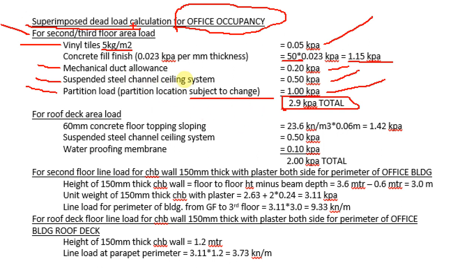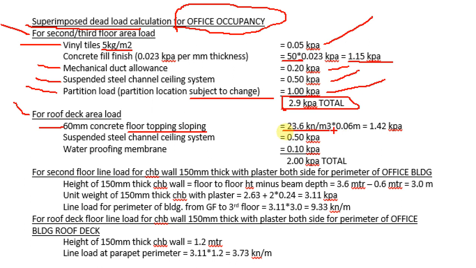Okay, so for the roof deck area, assuming that we will have 60 mm concrete floor topping, sloping, so let's say 60 mm. Then ito ay 23.6 kN per cubic meter yung unit weight nito. Kasi ano siya, buhos siya, concrete ito. Then 23.6 times 0.06 meter, so you will have 1.42 kPa.